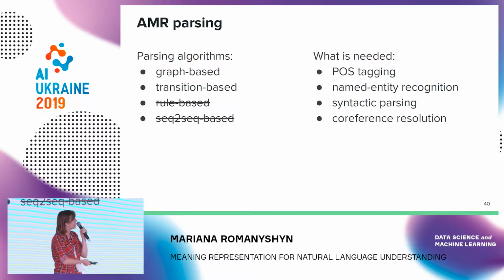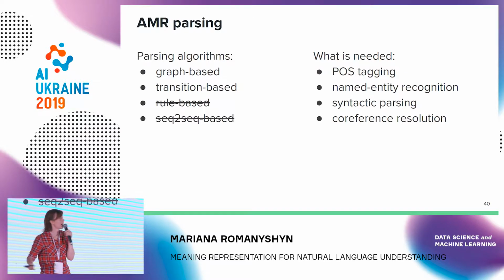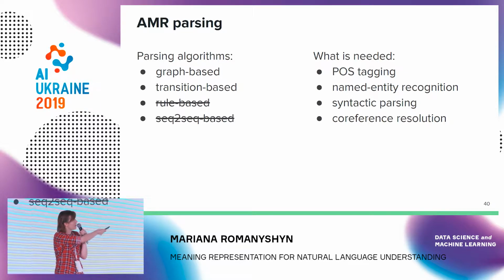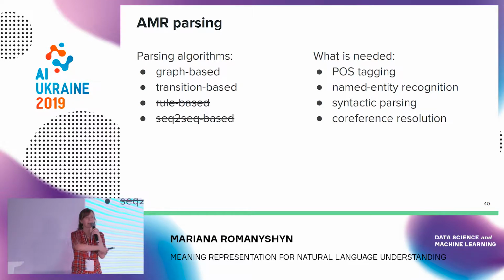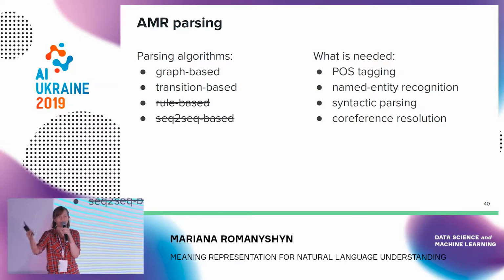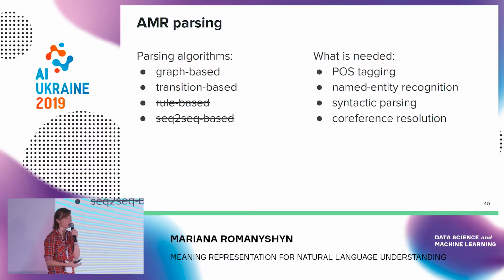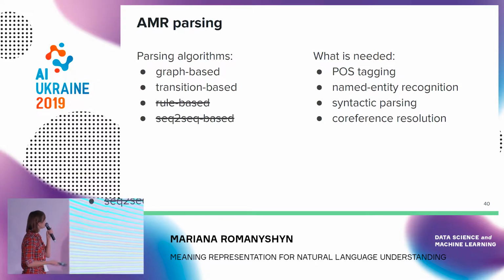What is needed to do AMR parsing, like the standard NLP pipeline? We need part-of-speech tagging, syntactic parsing, named entity recognition, and coreference resolution to be able to map the people and their homes, so that "their" and "people" are actually the same node in the meaning representation.